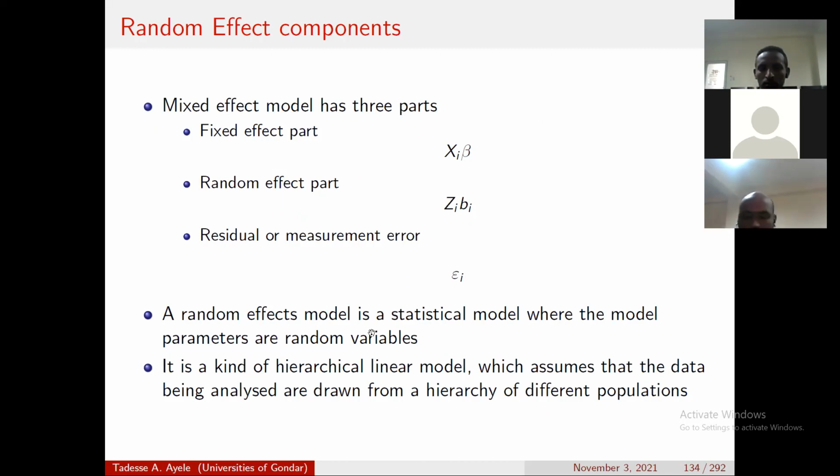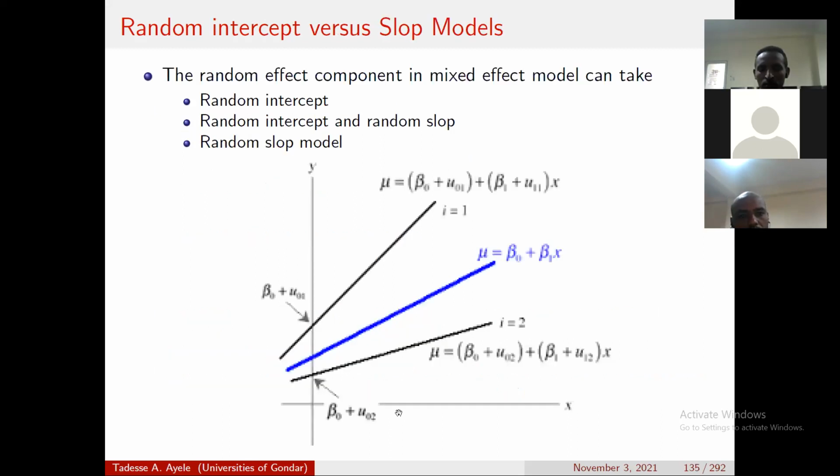So a random effect model is a statistical model where the model parameters are random variables. It is a kind of hierarchical linear model which assumes that the data being analyzed are drawn from a hierarchical data structure. So here the model can have random intercept versus random slope.